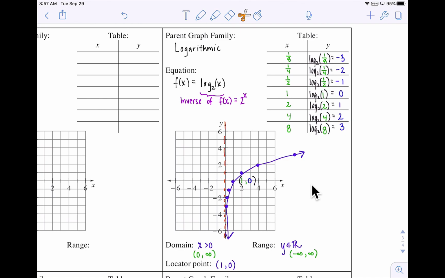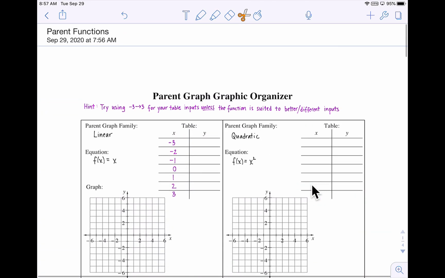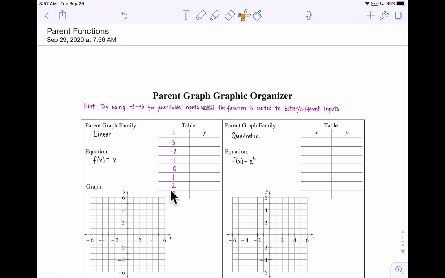Hopefully this helps get you started. For the rest of these functions right here, I would highly recommend just going back to this idea that -3 through 3 is a good starting point, unless you think those inputs don't make sense. And then your job is to fill in the outputs, plot your points on the graph, and then try to describe them by thinking about domain and range.